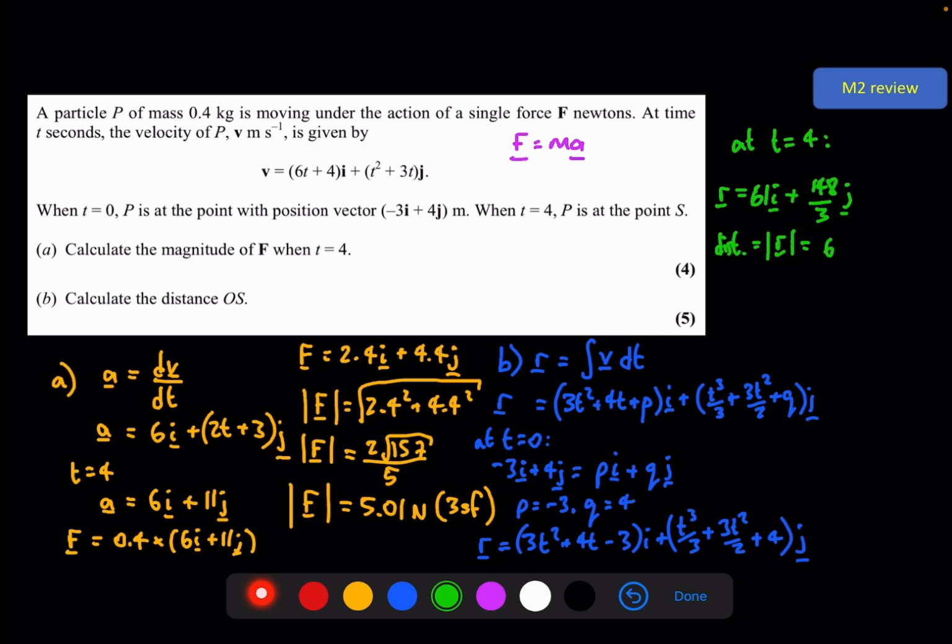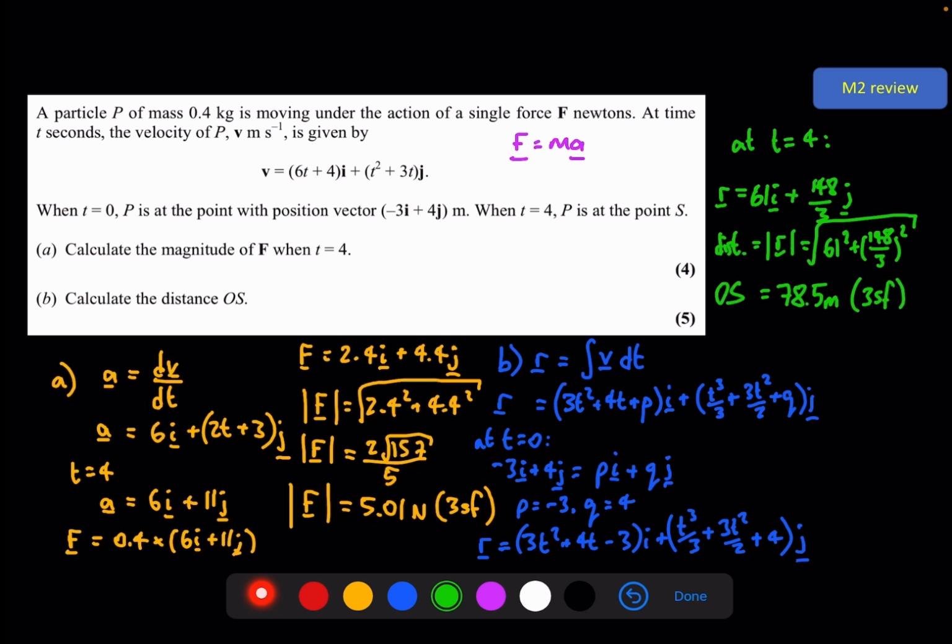which is just 61 squared plus 148 over 3 squared, square rooted. And that gives the answer 78.4523 dot dot dot, which I will round straight away to 3 significant figures, 78.5 meters to 3 significant figures.